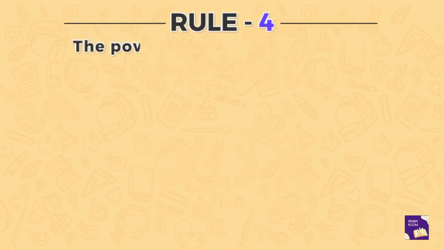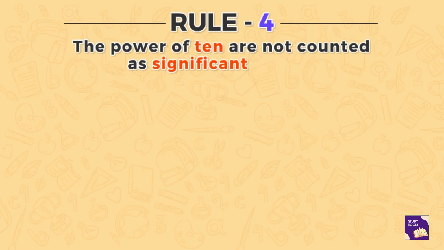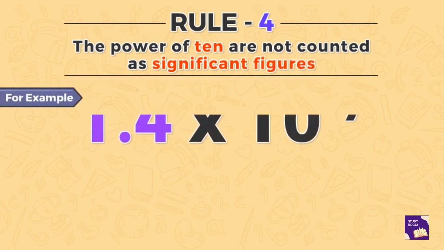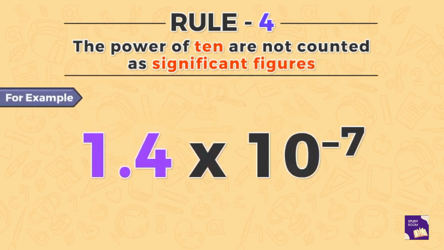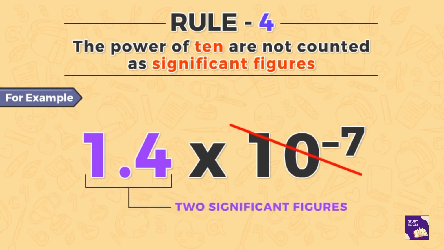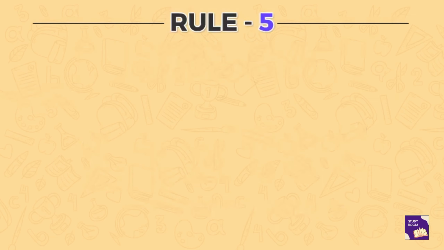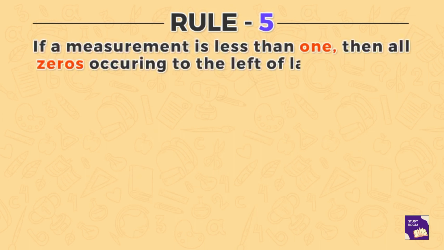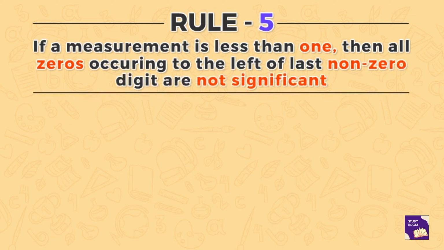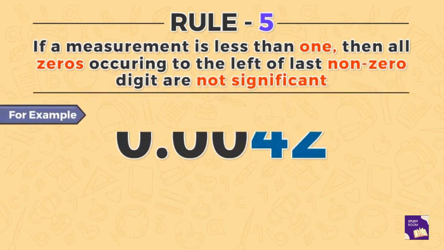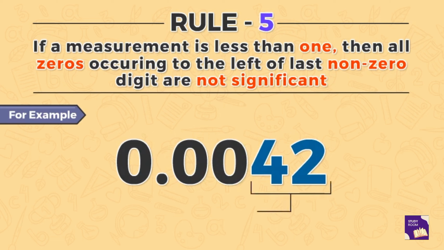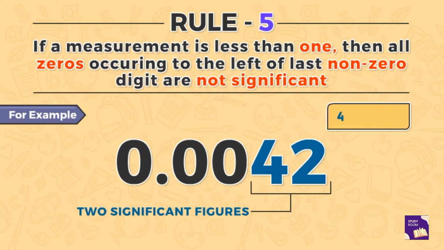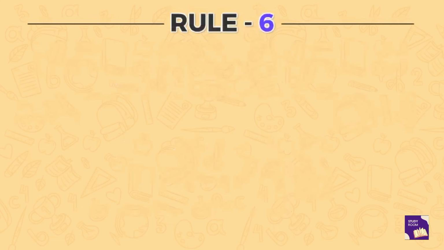Rule number 4. The power of 10 is not counted as significant figures. For example, 1.4 into 10 raised to power minus 7 has only 2 significant figures, 1 and 4. Rule number 5. If a measurement is less than 1, then all zeros occurring to the left of the last non-zero digit are not significant. For example, the number 0.0042 has 2 significant figures, 4 and 2, because we can write this as 4.2 into 10 raised to the power minus 3.